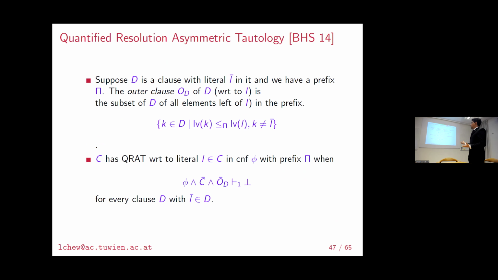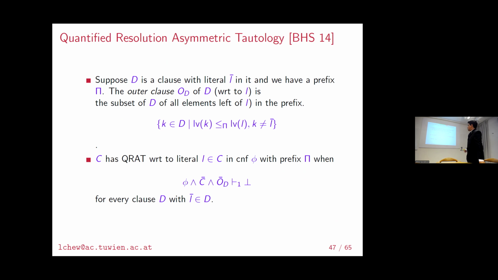In the QBF version, you have to actually respect the quantifier order. And to do this, we need the definition of an outer clause. So suppose we have some D with a negative literal in it. The outer clause with respect to this literal is going to be the subset that is left of that literal, and maybe including the same block as well, but not including the variable. So all earlier quantified literals.